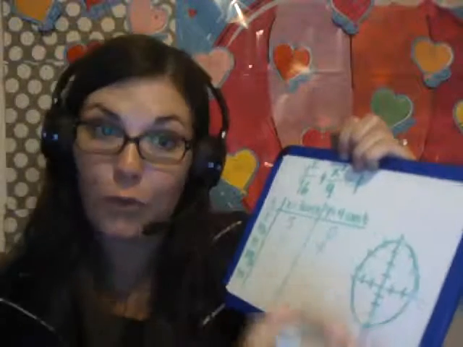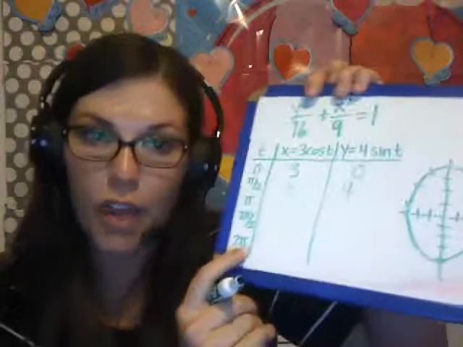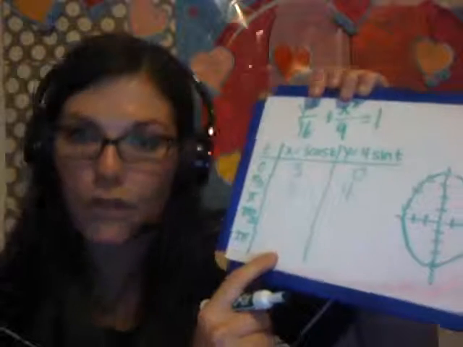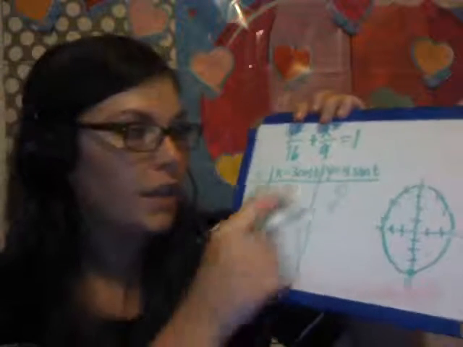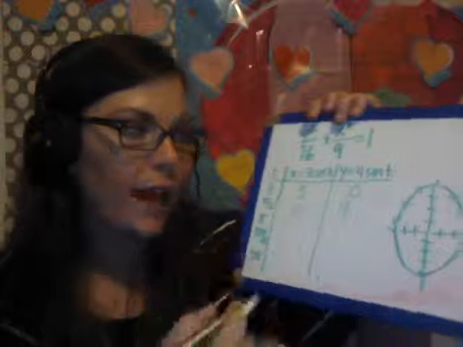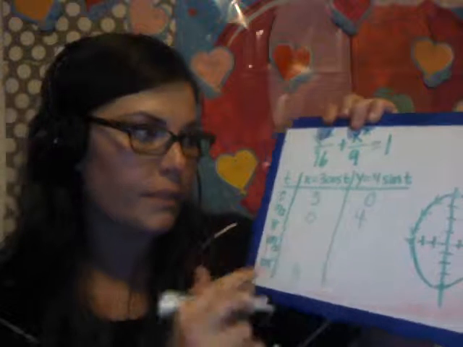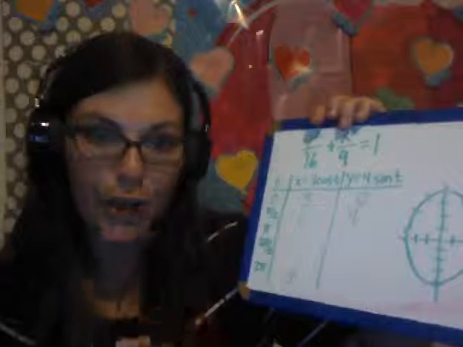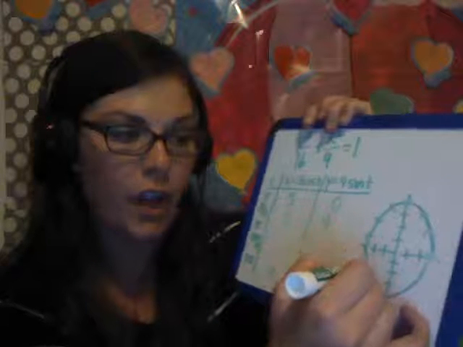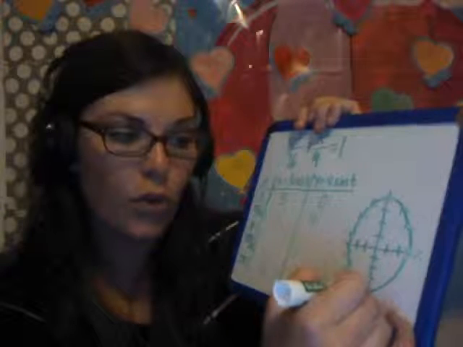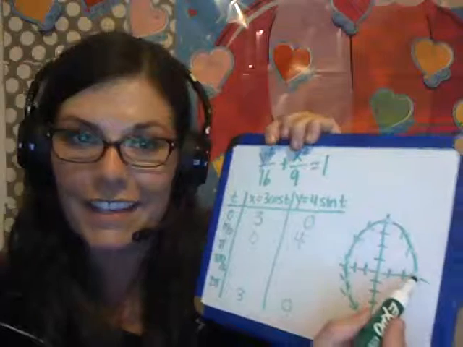Now we must determine, where do we stop? Is this going to be one full revolution, or could it perhaps be more? Since we are stopping at 2 pi, I'm going to move down to the value 2 pi to see where I am going to end. So I have 3 cosine 2 pi, which is 3 times 1, which is 3. Then I have 4 sine 2 pi, which is going to give me 0. So it appears that I have gone one full revolution around the ellipse, and I am ending in the exact same place where I began.